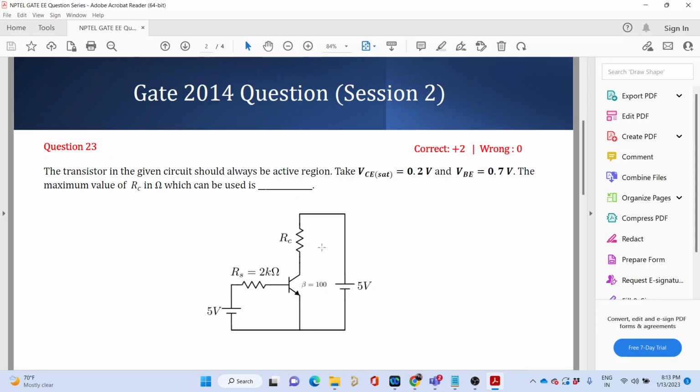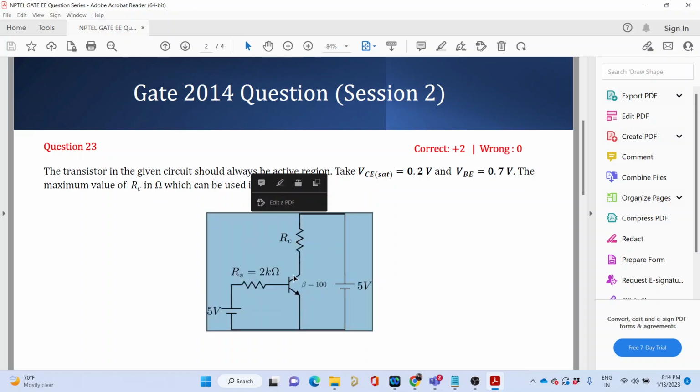Let's see. I forgot the answer myself, I would just do the calculations then. So tell me, can you tell me what is actually happening? Why would changing the value of RC make this BJT go into saturation? Can you tell me what is the problem happening over here?